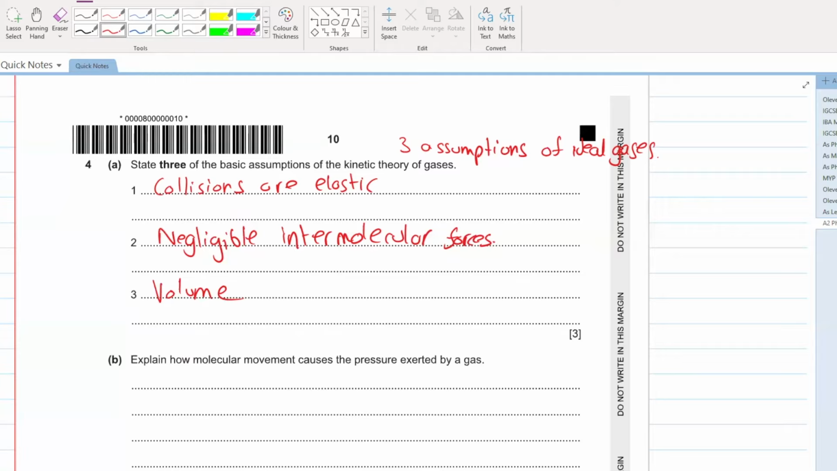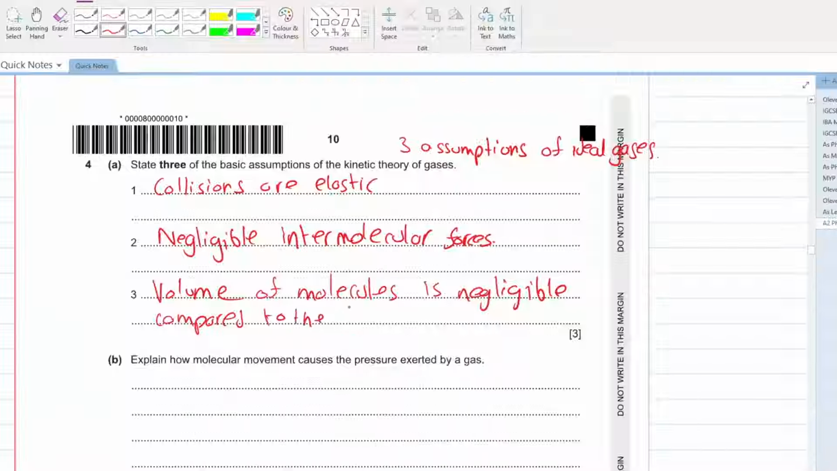Okay. What is your easy to remember assumption? You can say the volume of molecules is negligible compared to the volume of gas. Perfect. Let's further move ahead.